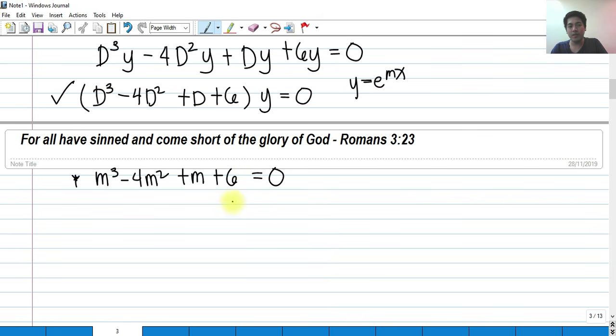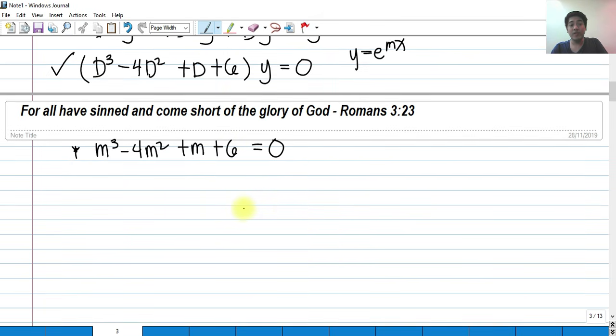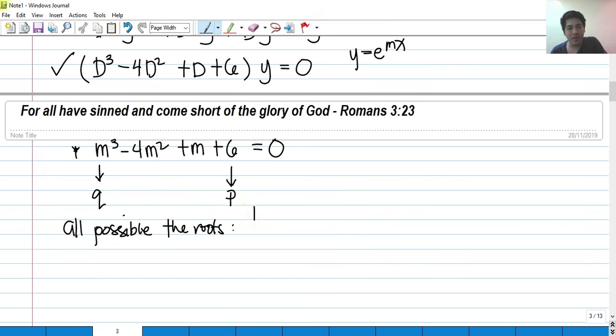So how do you find the root of this? Well, of course, we have rules in finding the roots of a polynomial. As we can see here, this would be our q, and this would be our p. All possible roots are given by p over q, meaning all of the multiples of 6 and all of the multiples of the coefficient of m cubed, 1, are the possible roots of this polynomial equation.